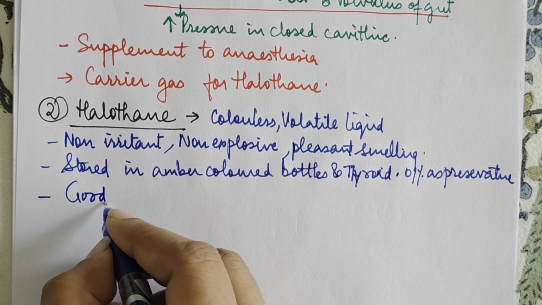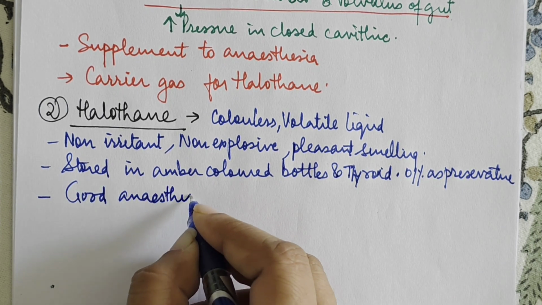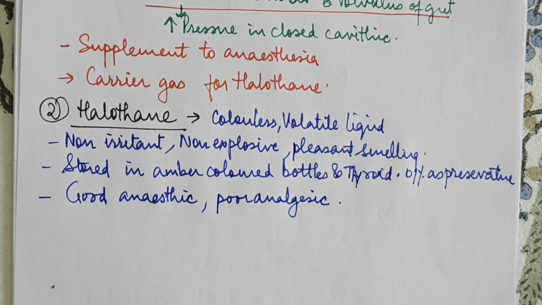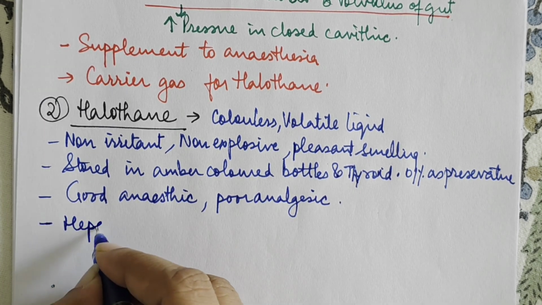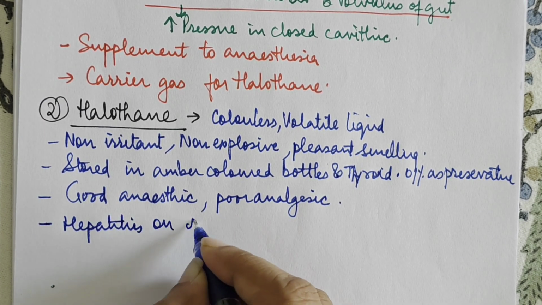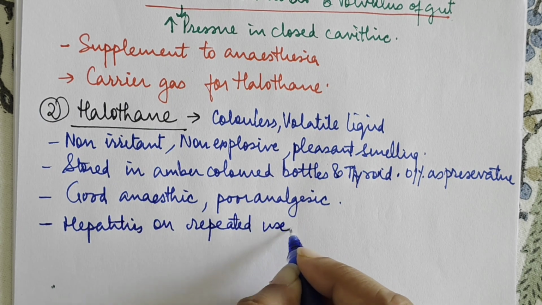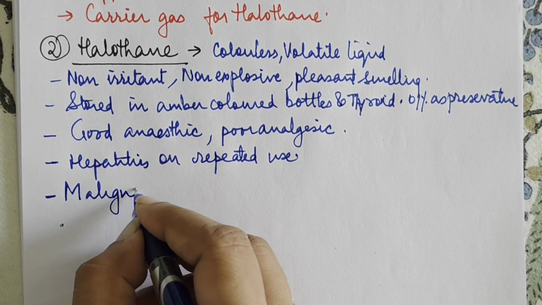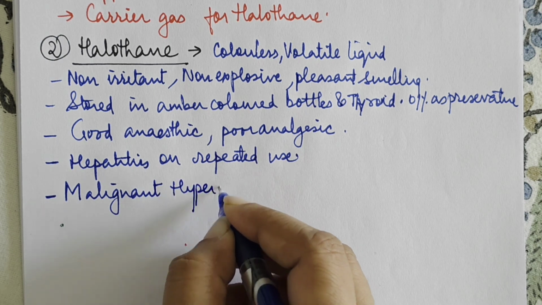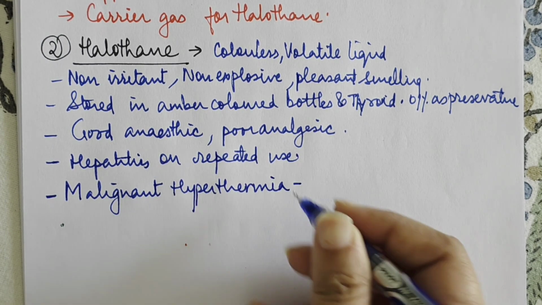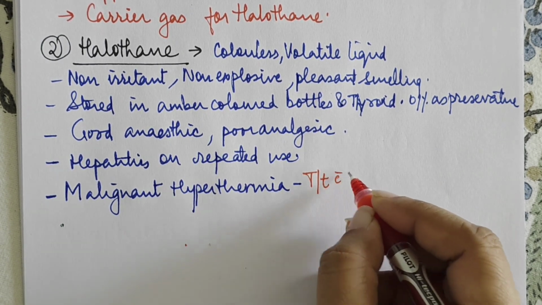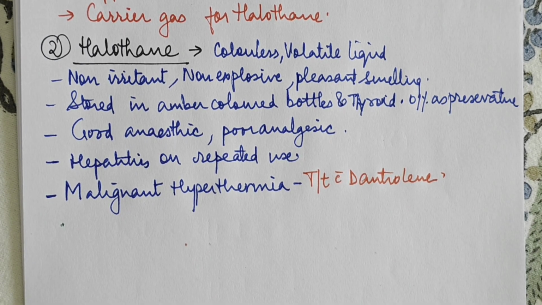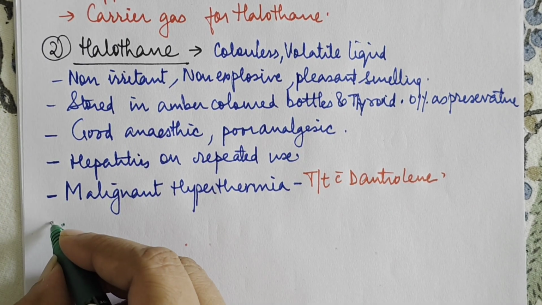Then it is a good anesthetic drug but a poor analgesic. Analgesic action is not there, so you have to use another agent. Then it can result in hepatitis on repeated use. Now who would use halothane repeatedly? Anyway, it causes hepatitis. Then what are the important things? It causes malignant hyperthermia, and this is treated with dantrolene. Dantrolene is a calcium channel blocker, ryanodine receptor blocker, and so reduces the features of malignant hyperthermia.